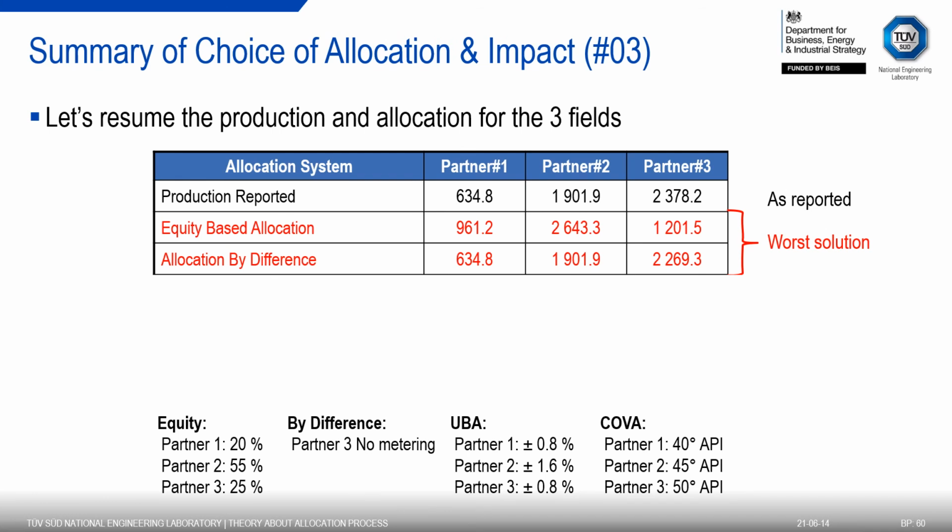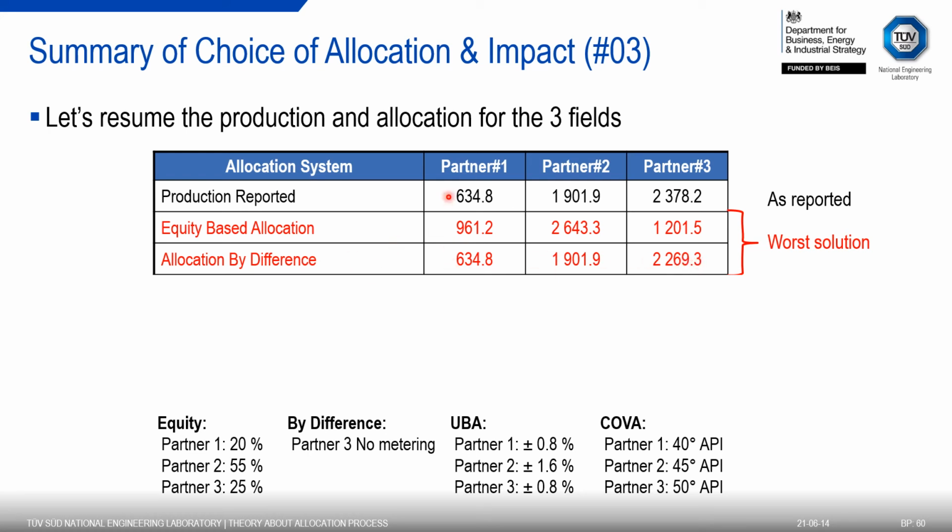So let's summarize everything. Here we have what is reported by each partner, different units, and you can see the equity-based allocation. So I've been imagining they all own these three units, 20%, 55%, 25%. This is how you will be doing the equity-based allocation, okay? And if you use allocation by difference, assuming, for example, that the M3 has no multi-phase meter, okay, this is how you will be claiming the production from each of them.